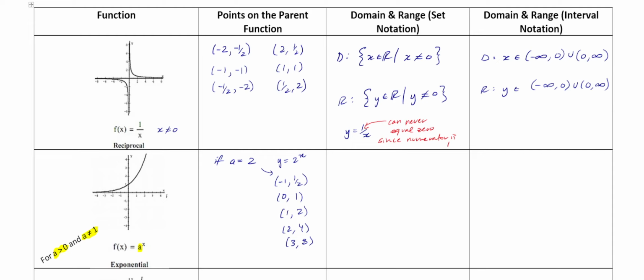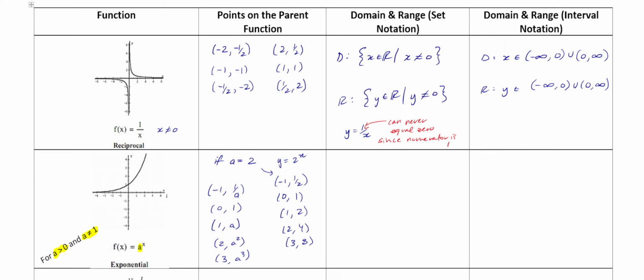But what if we just keep it general? If we keep it general with a, we could say -1 would be 1/a. 0 would just be 1, because anything raised to the power of 0 is 1. If it's 1, that's simply a. If it's 2, that's a squared. And if it's 3, it's a cubed. I just did it before with an actual base, but this is with a general base a.